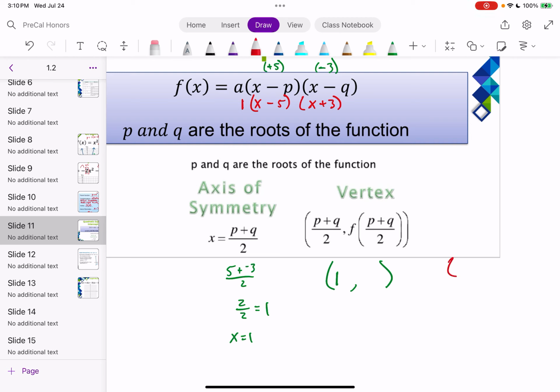So we have parentheses, 1 minus 5 times 1 plus 3. 1 minus 5 is a negative 4 times 4, which leaves us with a negative 16. And that would be our vertex.